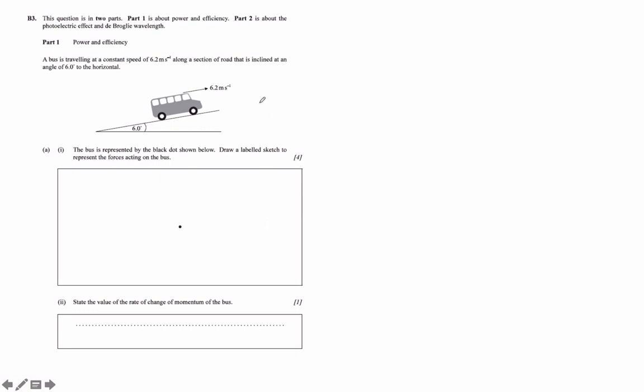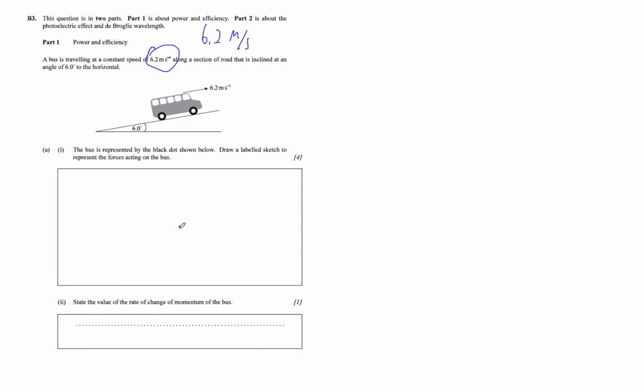All right, the bus. A bus is traveling at a constant speed along a section of road that's inclined at an angle of 6 degrees. And notice that that's 6.2 meters per second. That's just how they write it. Now, I'm going to give you a clue.